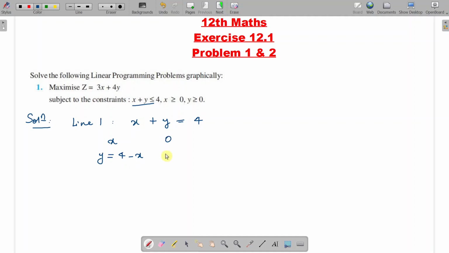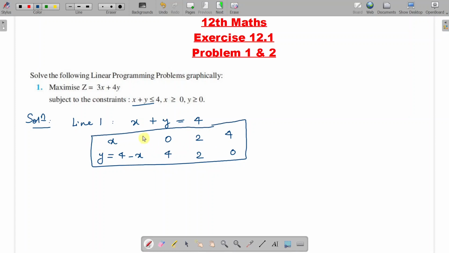So when x is equal to 0, y is 4. When x is equal to 2, y is 2. When x is equal to 4, y is 0. So this is the table that we get for line 1.